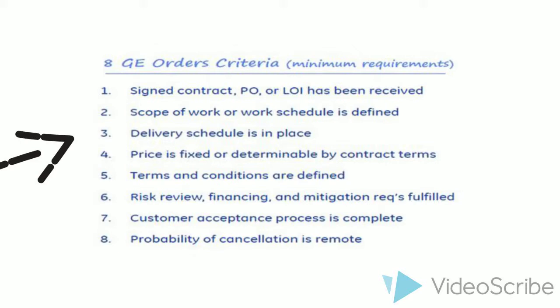The fifth is that terms and conditions are defined. Sixth is risk review, financing, and mitigation requirements have been fulfilled. The seventh criteria is that customer acceptance process has been complete. And the eighth is that probability of cancellation is remote.